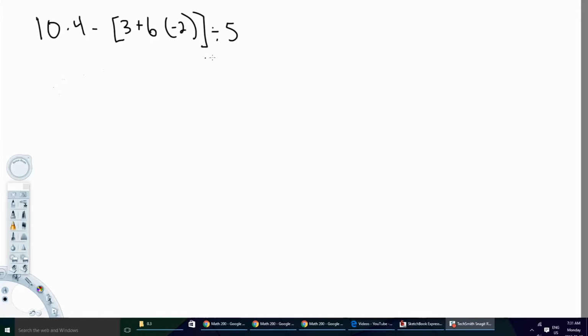Okay, so here's another problem. Once again, parentheses, exponents, multiply, divide, add, and subtract. Do we see any parentheses? I sure do. Here it is. Here's one right there. So let's solve for this. So that's 3 plus 6 multiplied by 2.